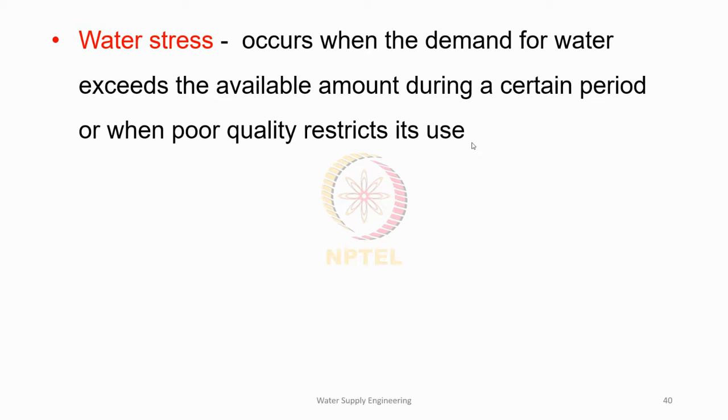So, water stress actually occurs when the demand for water exceeds the available amount during a certain period, or when poor quality restricts its use. That is, whenever the demand for water exceeds the available amount of useful water. Useful water, in the sense, it should be useful in terms of quantity as well as quality. So, if demand exceeds this amount, that situation is termed as water stress.